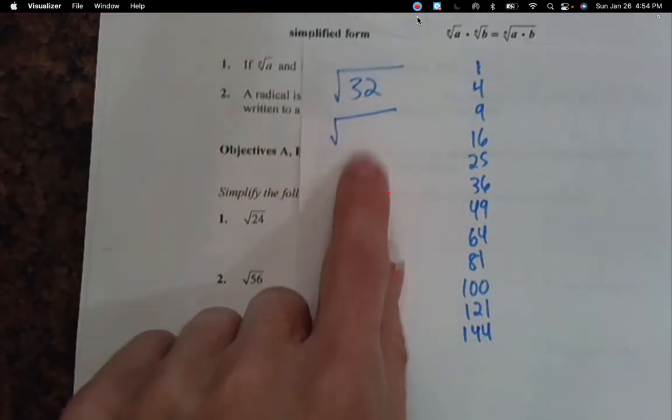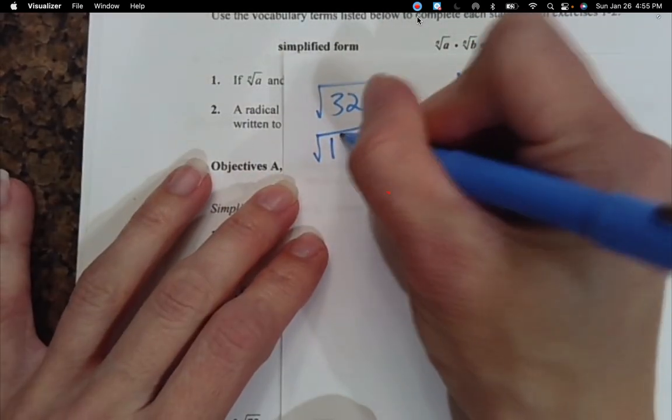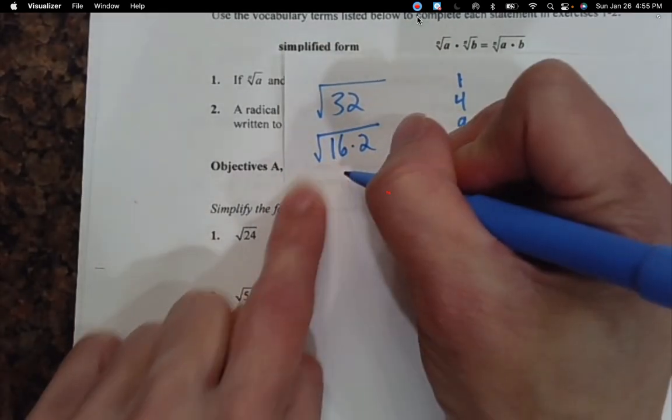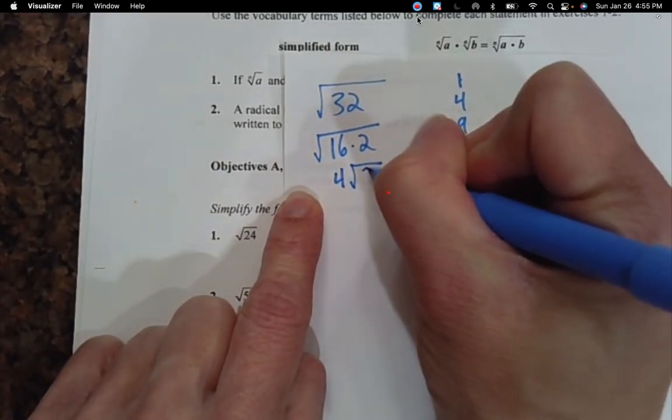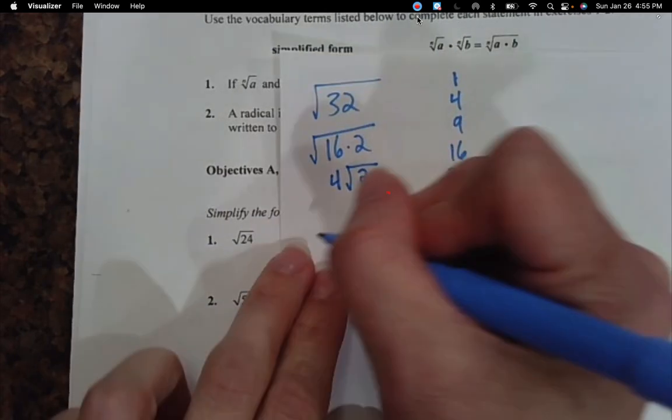Okay, so 32. What of these numbers goes into 32? 16. Even if one of these smaller ones does, you want to try and find the biggest one. 16 is the biggest one, okay? And it's 16 times 2. What is the square root of 16? Oh, that's 4. But let's leave our 2 underneath, okay? So that is simplified.